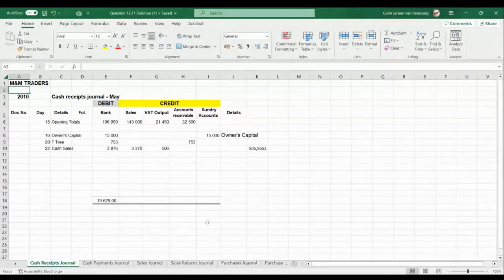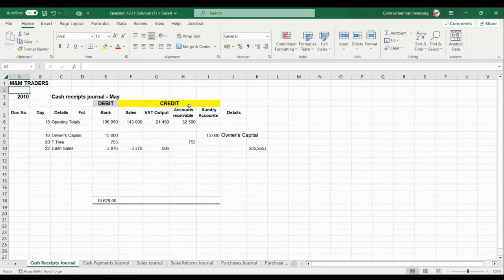So let us now look at our cash receipts journal. What happened here? We debited the bank account and we credited accounts receivable. Right. So it means at the end of the day, and we're going to do that later on, we're going to total this up and we're going to post it to the general ledger. So it means that our accounts receivable control account in our general ledger is going to be credited.